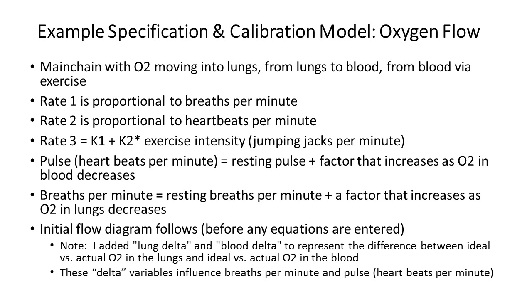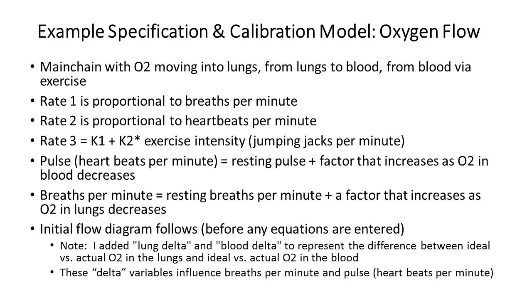So rate 1 is proportional to breaths per minute. That's oxygen coming into the system. Rate 2 is proportional to heartbeat, which is moving it into the tissues. And rate 3 is the rate at which oxygen is being used in the combustion or in the metabolism process. And that's related to jumping jacks per minute. If I'm sitting there, that's 0, and then as I start to do exercise, I need more oxygen to do that.